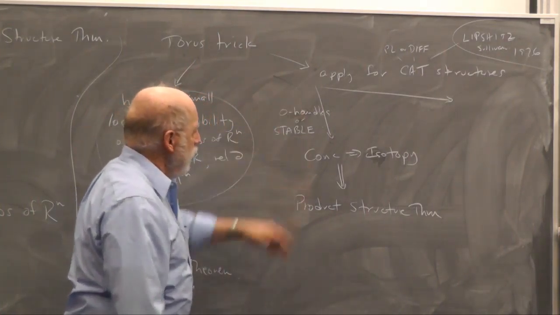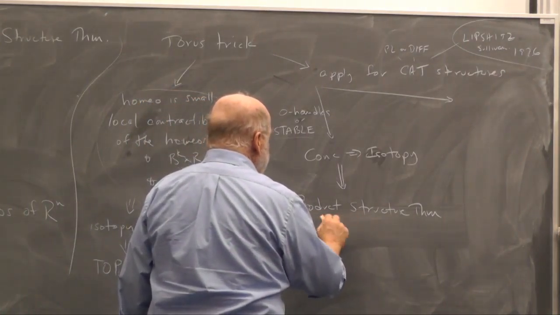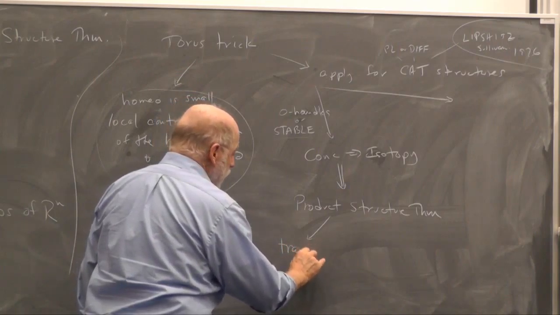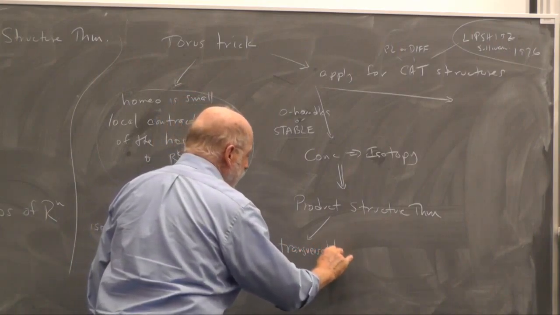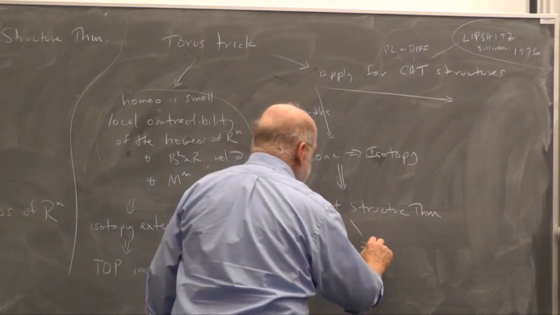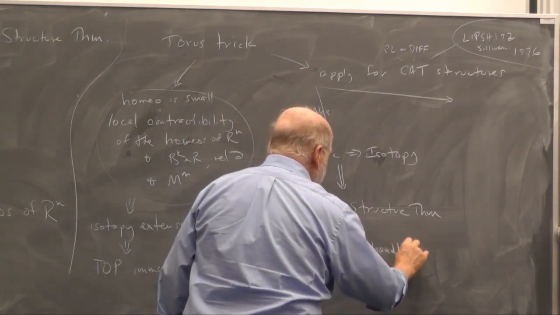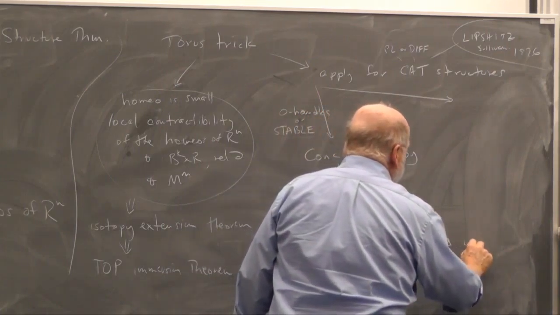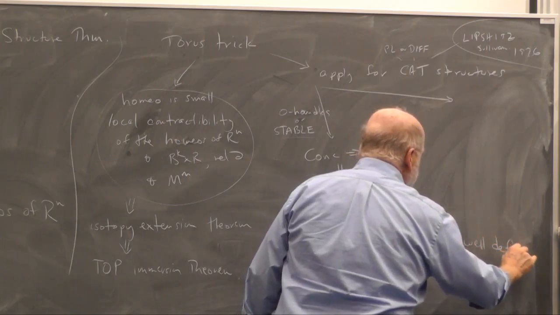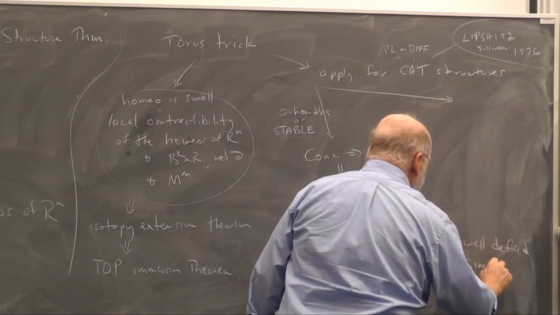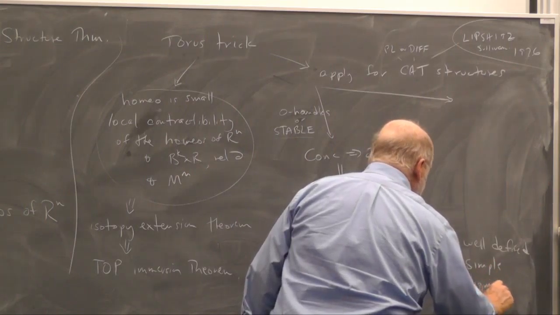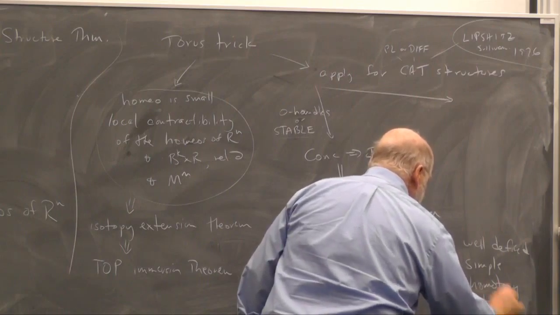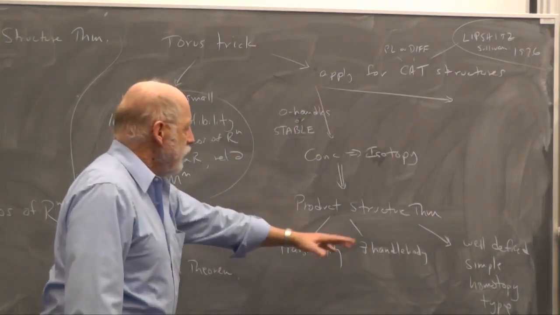And then with the product structure theorem, you get all these applications. You have an application to transversality, the existence of handle body structures, and a well-defined simple homotopy type. So maybe you remember all these things that we covered. So from that, you get these three things.